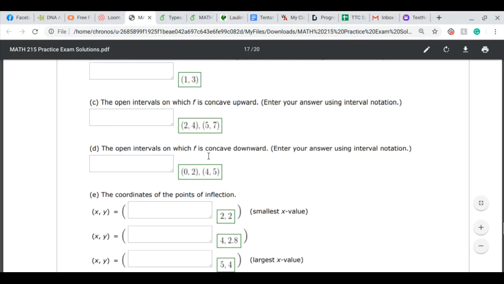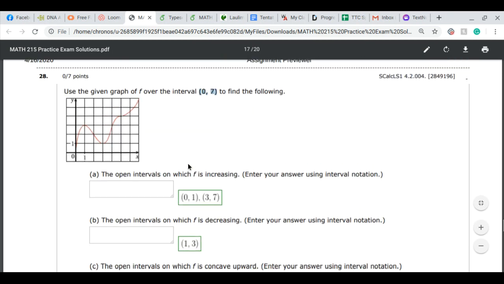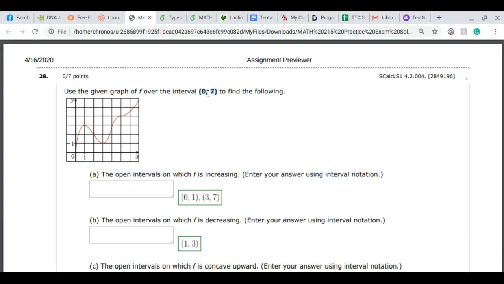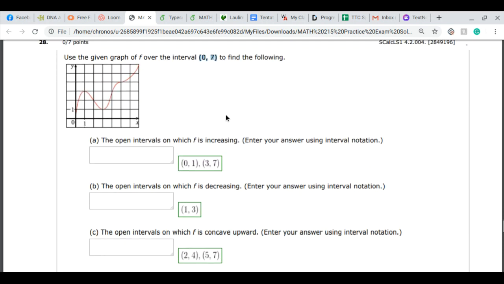It's important here you don't write infinity or negative infinity, because the function's only defined, as they say at the beginning, on the interval from 0 to 7. It's not defined at 0, it's not defined at 7, it's not defined for any number less than 0 or larger than 7.